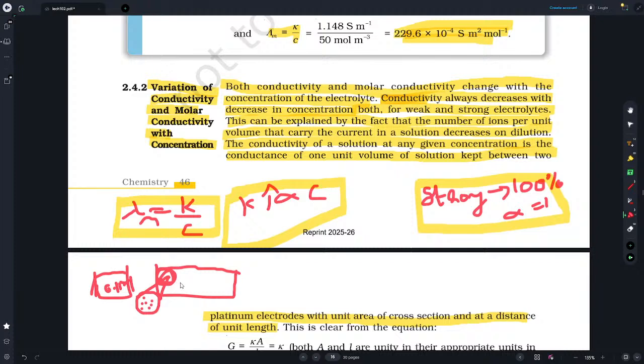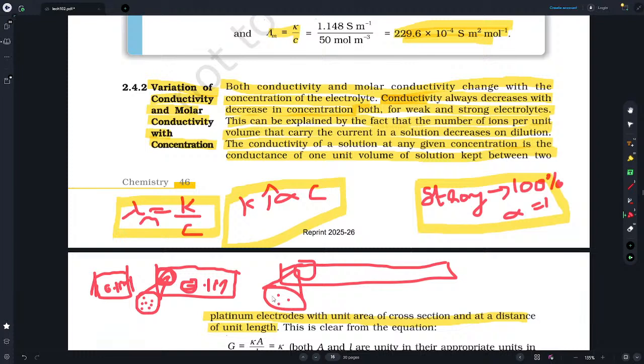If this is the concentration in 0.1 molar and we dilute it further, then if we take the electrolytes in this kind of area, they will be reduced. As electrolytes are the main reason for conductivity, as the number of electrolytes per unit volume reduces, the conductivity also reduces. As such, the higher the concentration, the higher the kappa value or conductivity value; the lower the concentration, the lower the conductivity value. That is what they are saying here.